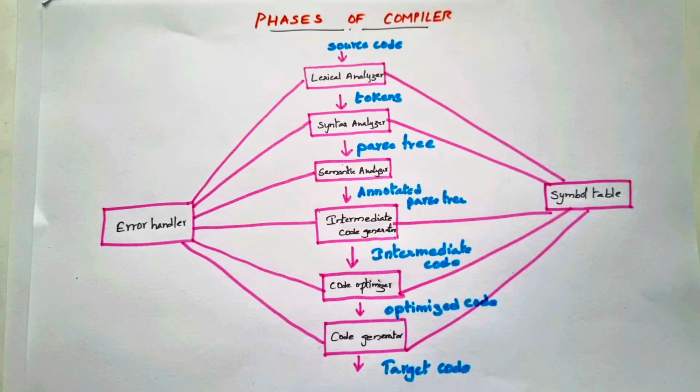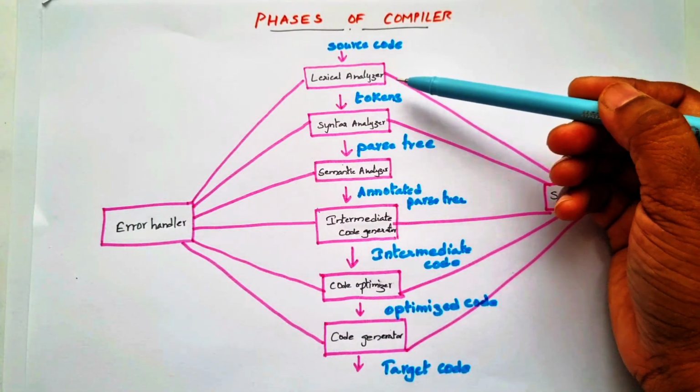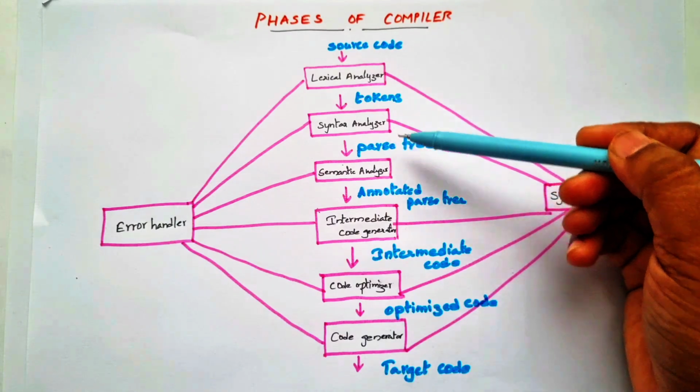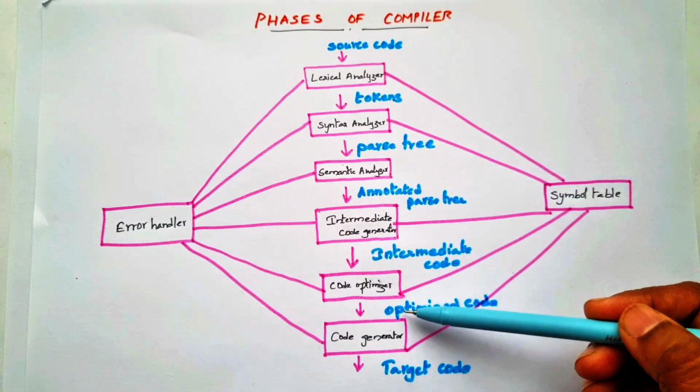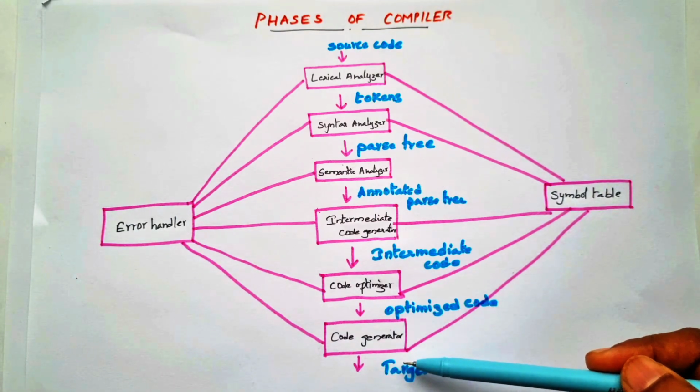Next, the phases of a compiler. A compiler does not convert a source program into machine code in a single step. Instead, it performs a series of phases where each phase has a specific responsibility. Together, these phases transform the source code into executable machine code. There are 6 phases in a compiler. First phase is lexical analyzer. Next, syntax analyzer, semantic analyzer, intermediate code generator, code optimizer, code generator.